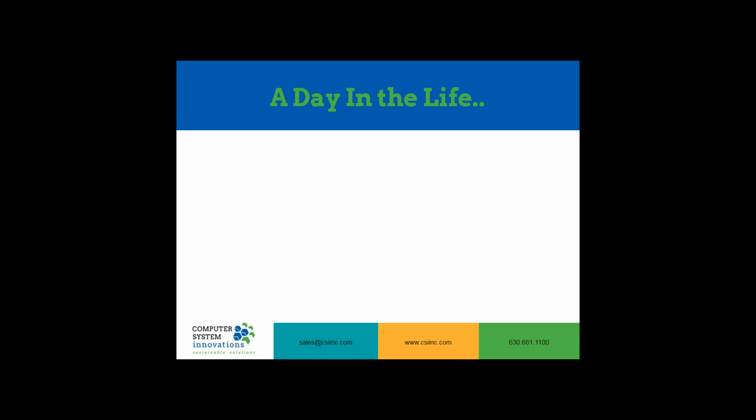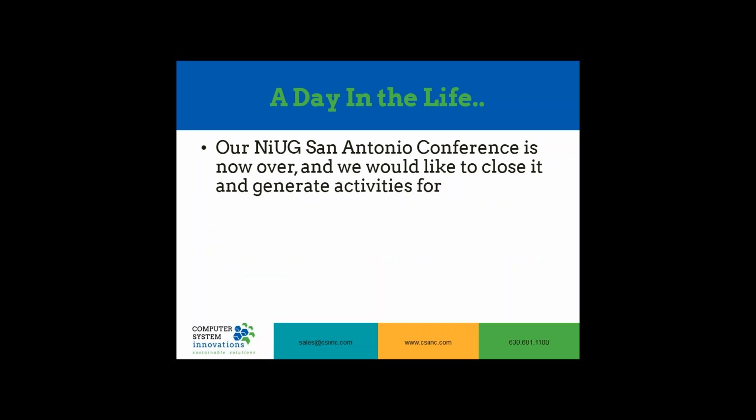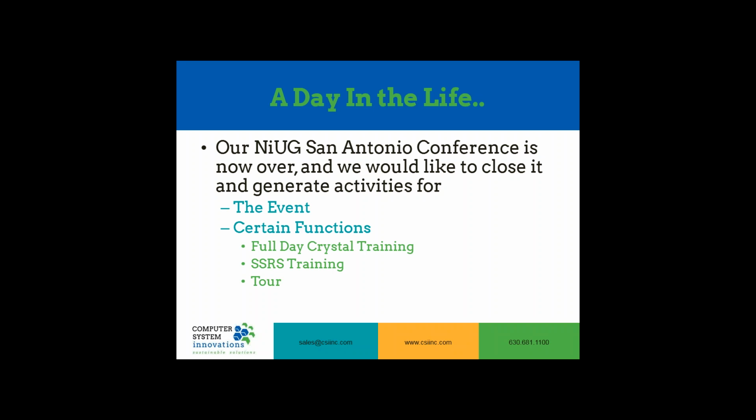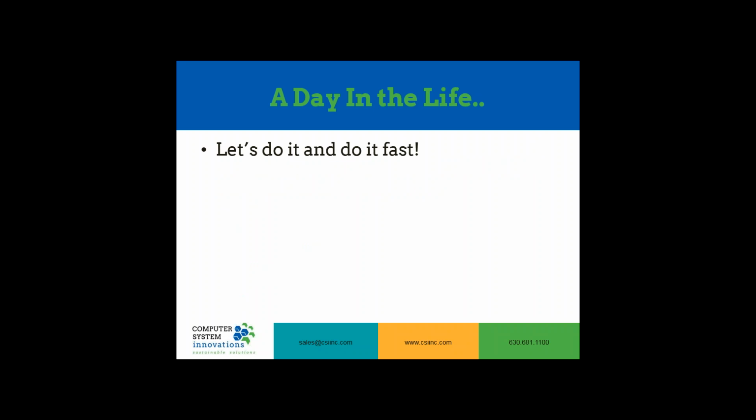So let's go through how we see people using Meeting Closer, right? We've got our NIAG San Antonio conference. It's over. It's time to close it. We're going to generate some activities. I'd like to have a meeting activity. I want to know who went to the event. And then certain functions I'd like to have an activity for. I'd like to know who went to the full day Crystal, who went to SSRS, and who went on our tour. And let's create CEUs for those who went to the full day SSRS training, okay?